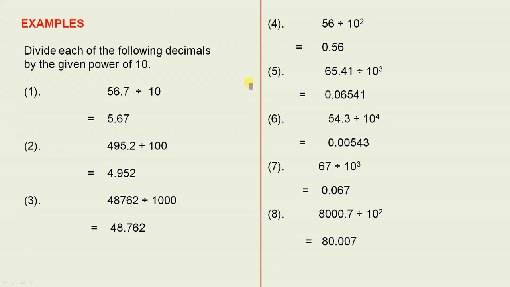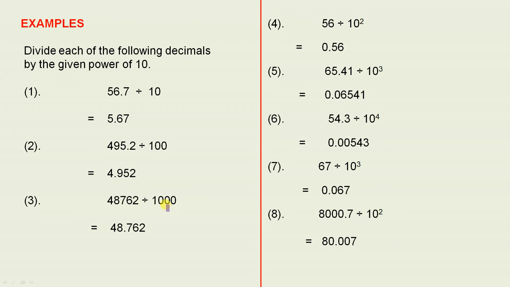Let's look at some examples. Divide each of the following decimals by the given power of 10. So we have 56.7 divided by 10, that's 10 to the power of 1. So we move the decimal point one place to the left, so it's 5.67. 495.2 divided by 100, that's 10 squared, so we move the decimal point two places to the left to get that answer.